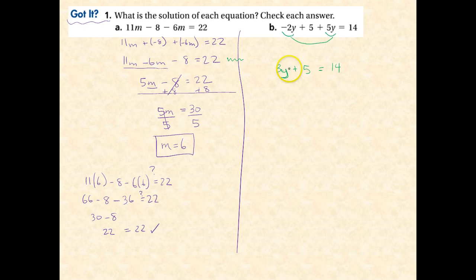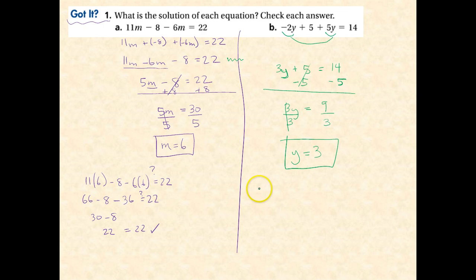I got times 3 and plus 5 doing stuff to my variable. Which one do I get rid of first? I get rid of addition and subtraction first. What's the inverse operation of adding 5? It is subtracting 5. So I'm going to subtract 5 from both sides of the equal sign using the subtraction property of equality. Then I get 3y equals 14 minus 5 is 9. Then I'm going to use the division property of equality. I'm going to divide both sides of the equation by the same number, which happens to give me a coefficient of 1 over here. And then 9 divided by 3 is 3.